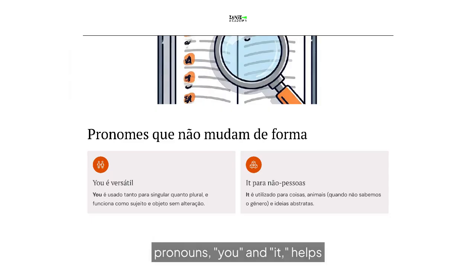Understanding these two pronouns, you and it, helps in making your English more natural and fluid. As we move forward, we'll look at how to use personal pronouns effectively in questions and negative sentences, which will further enhance your communication skills. Keep thinking about how these pronouns fit into your conversations, and let's discover more about their functions together.